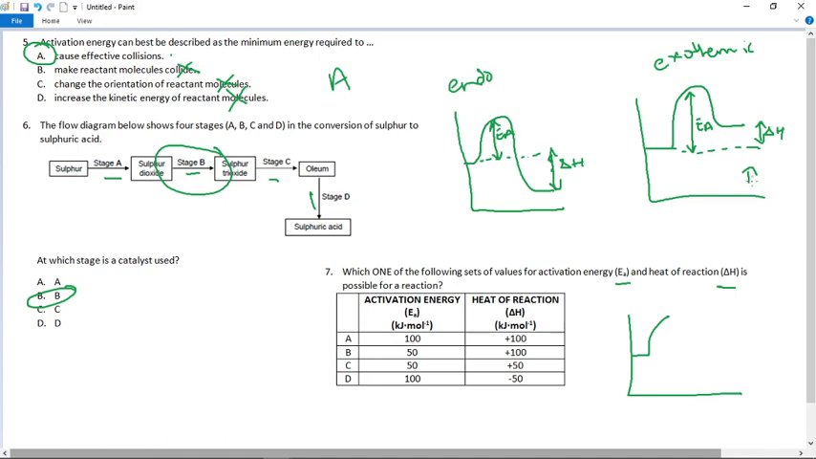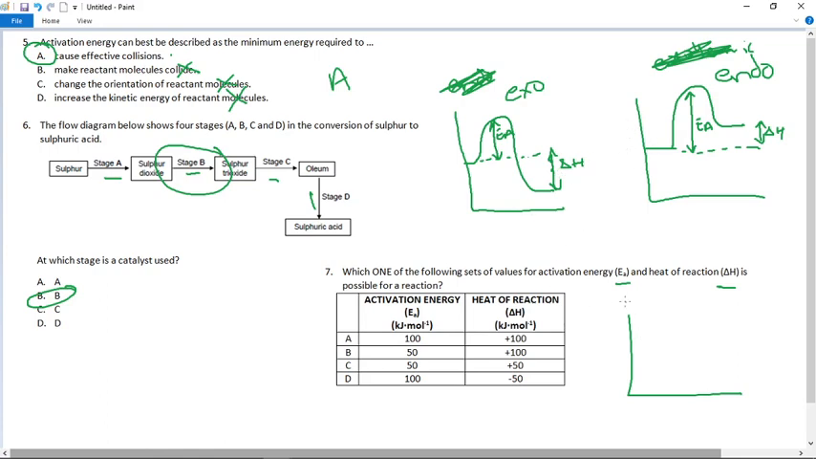Did I label these reactions wrong? Oh, calamity, I have labeled these reactions wrong. This one is my exo, and this one is my endo. Sorry about that, people. Okay, let's go back to what we were drawing here.